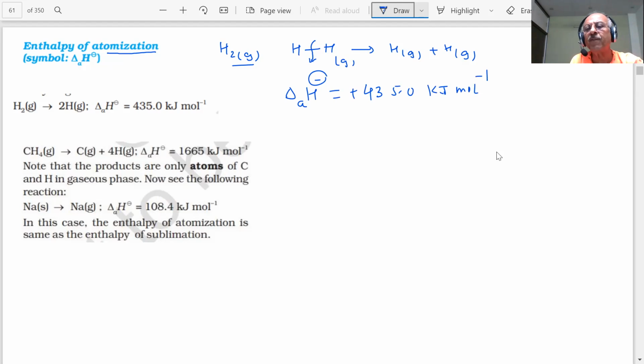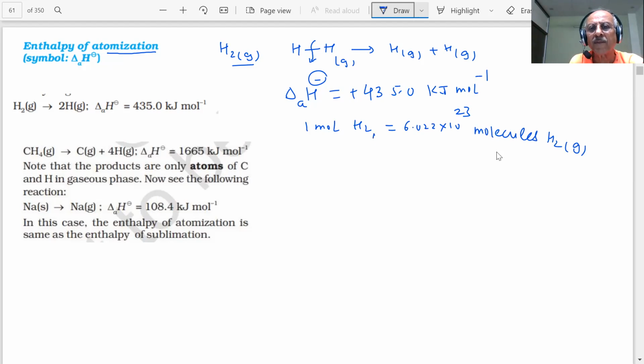So you will need 435 kilojoules for 1 mole of the hydrogen. 1 mole means how many molecules are there? If you have 1 mole of H2, what does it mean? 6.022 into 10 power 23 molecules of H2 gas.